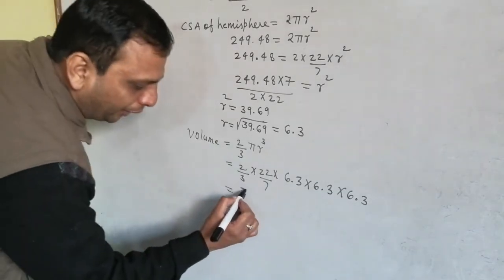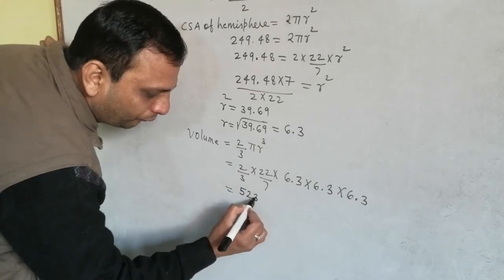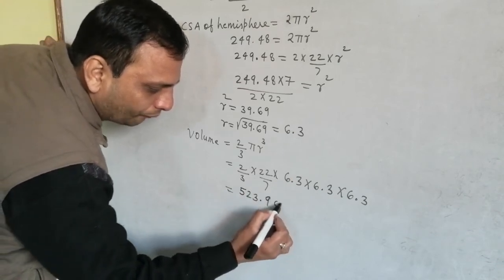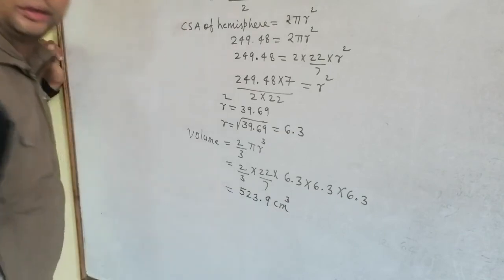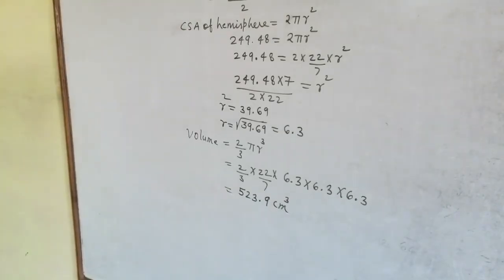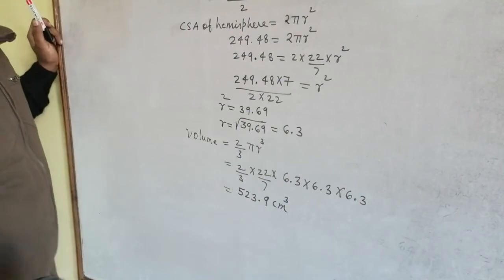On solving, you'll get 523.9 centimeter cube is the answer for question number 8. This completed question number 8. Now we'll take question number 9.